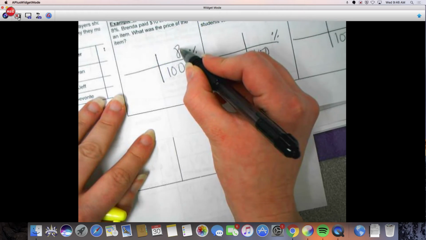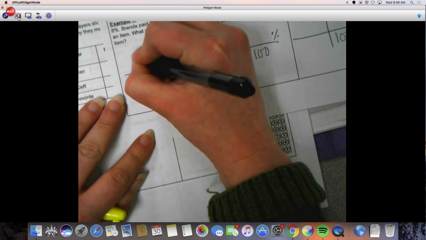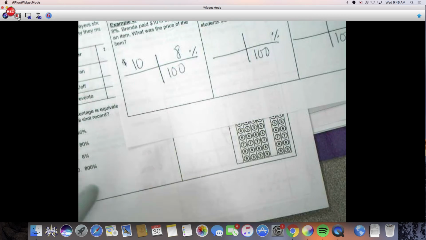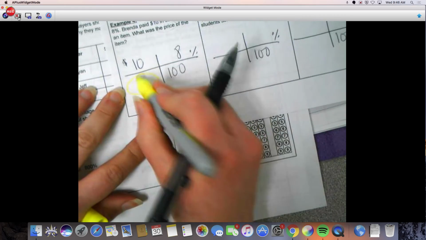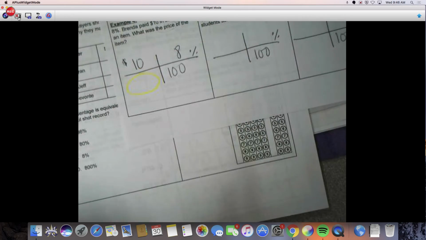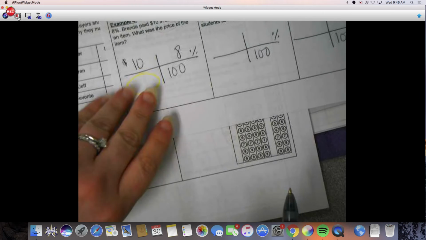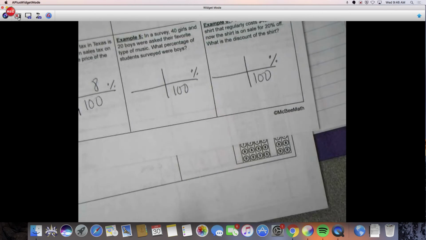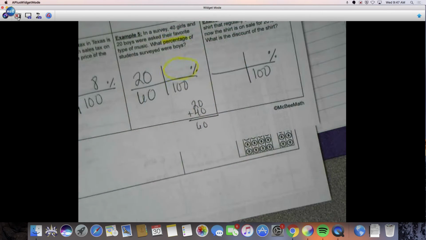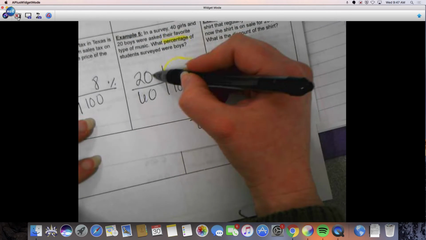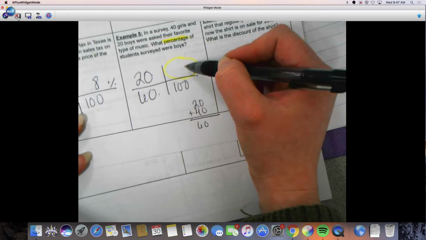You should have 8% here, $10 in sales tax, and they wanted you to find the total amount or the total price of the item. Try example 5 on your own now. Okay, check your answer with mine up here. How you set up your proportion, you should have 20 over 60 equals percent over 100.